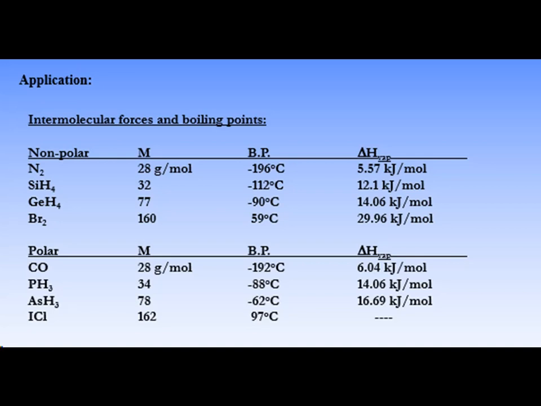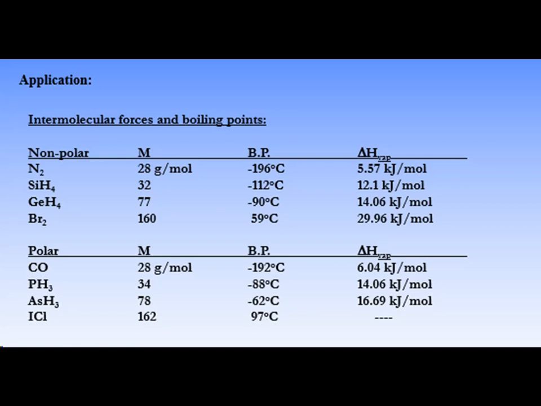Now, this next comparison is going to take a little bit of thinking to look at. What we're first going to do is compare the data for nitrogen, which is nonpolar, and carbon monoxide, which is polar. And notice they're very similar. Actually, they're exactly the same in terms of molar mass. Let's compare the boiling points of each of these. We see that carbon monoxide has a slightly higher boiling point, and a slightly higher enthalpy of vaporization than nitrogen. This should make sense.